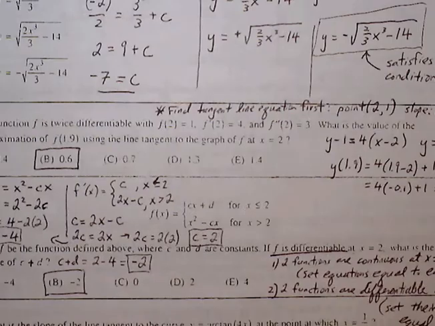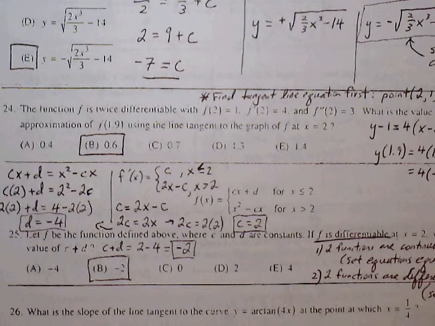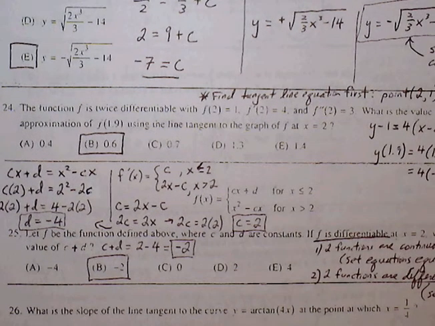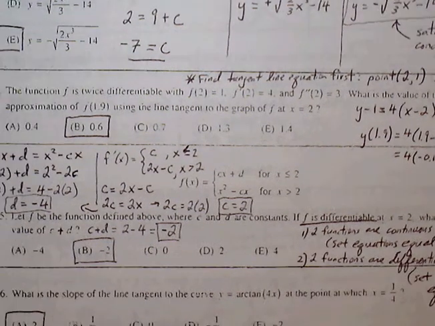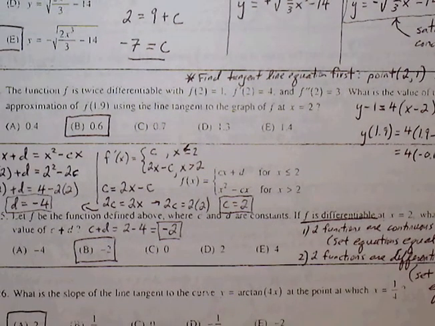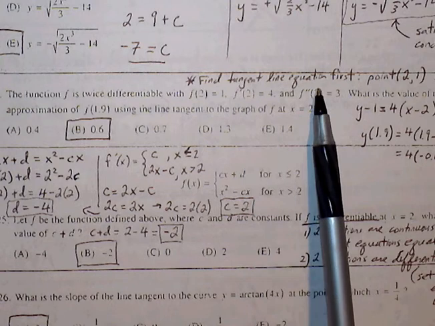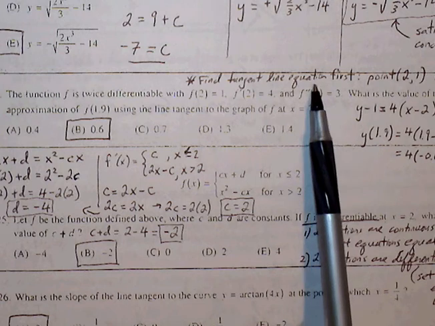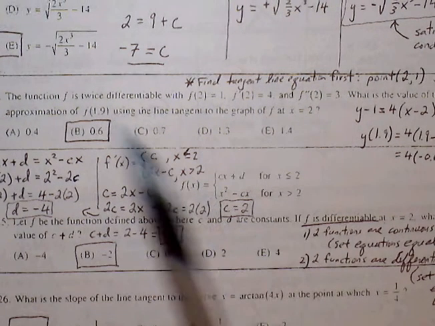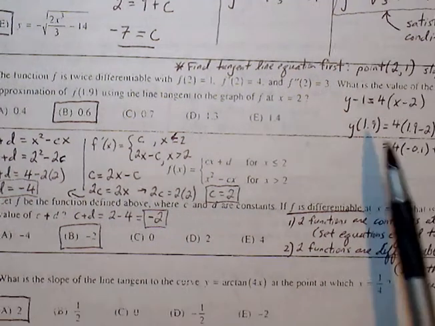Okay, number 24. The function f is twice differentiable with ordered pair 2, 1. F prime of 2 is equal to 4 and f double prime is equal to 3. What is the value of the approximation of f of 1.9 using the line tangent to the graph at x equals 2? So what we need to do is find our tangent line equation first, and then once we find the equation of the tangent line, we can plug in 1.9 to find the approximated y value. So our ordered pair is 2, 1.